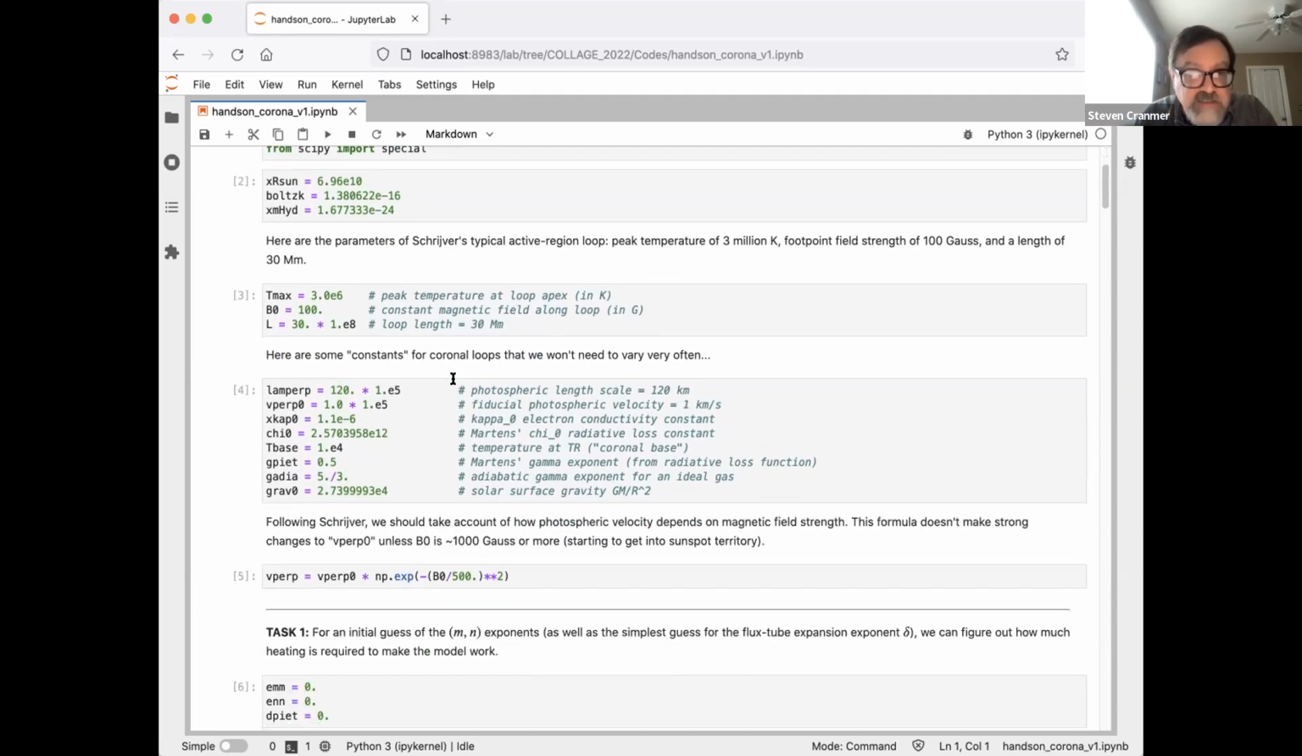So there's some other constants, right? If I want to use my M and N notation, we'll have to look at the length scales and the characteristic velocities at the photosphere. There's constants like this kappa conductivity constant, and Martens chi naught, which is the thing that normalizes the radiative loss function. Temperature at the base is 10 to the 4 Kelvin, sort of in the chromosphere. I tend to use Piet, P-I-E-T, as a subscript for Pete Martens's versions of these constants.